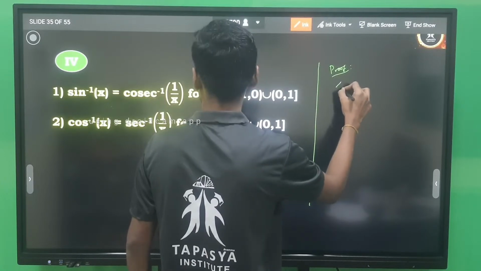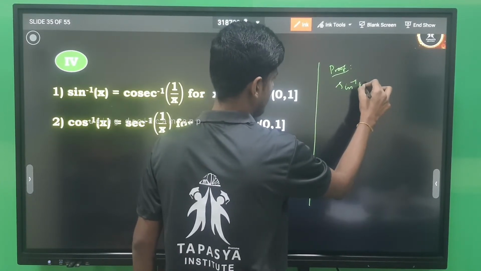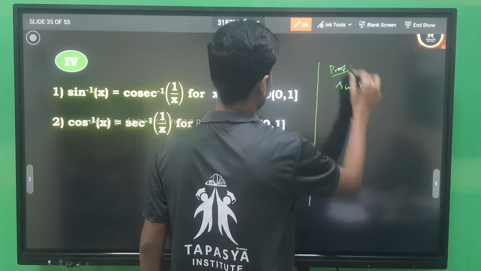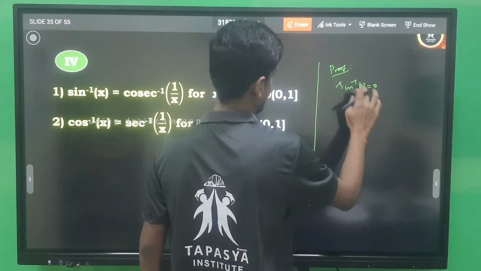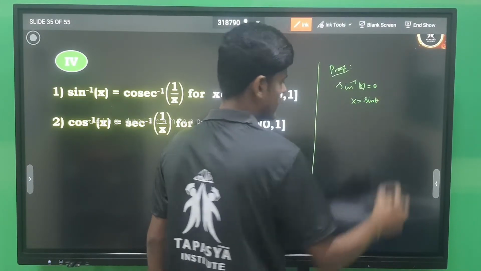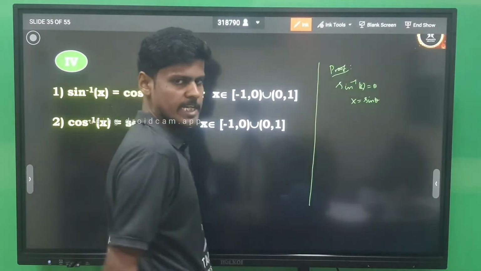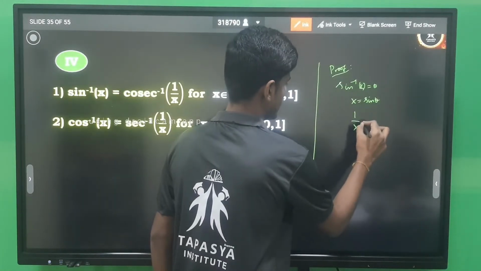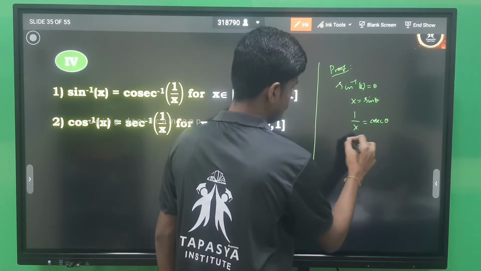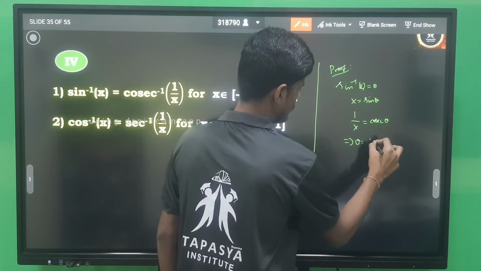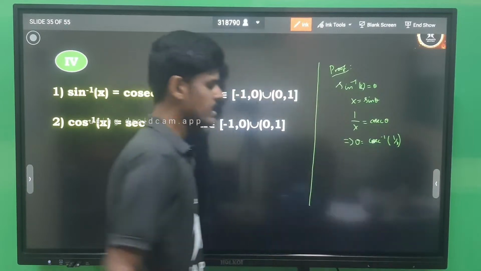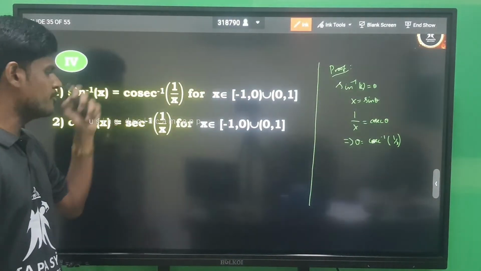Take sin inverse x equal to theta, which means x is equal to sin theta. From this, what is cosecant theta? 1 by x is cosecant theta. And what is theta? Cosecant inverse of 1 by x. That is the proof for this.